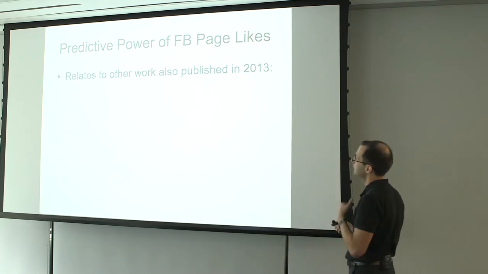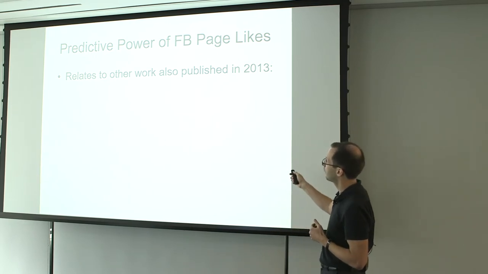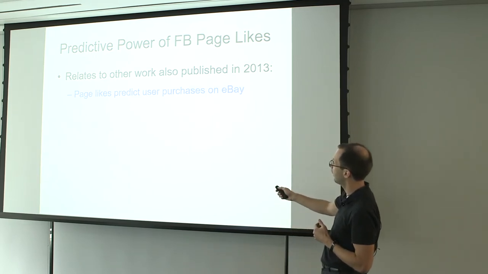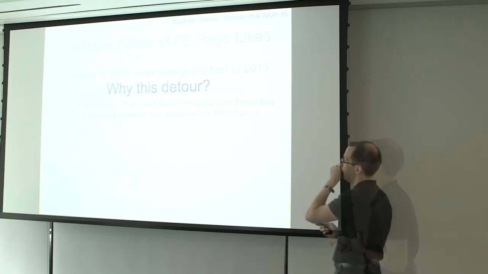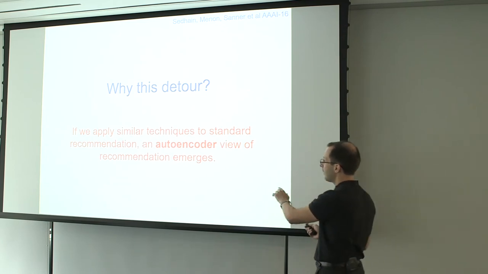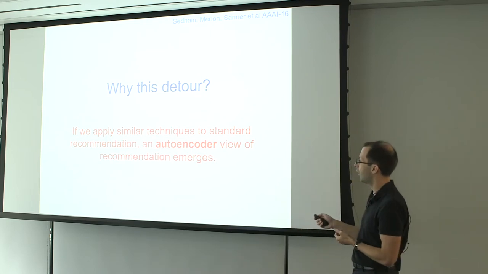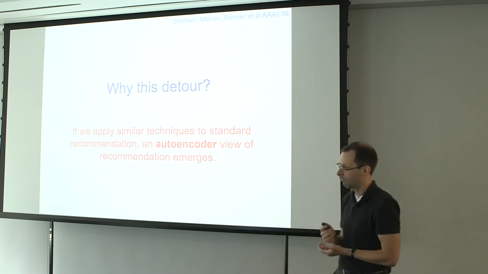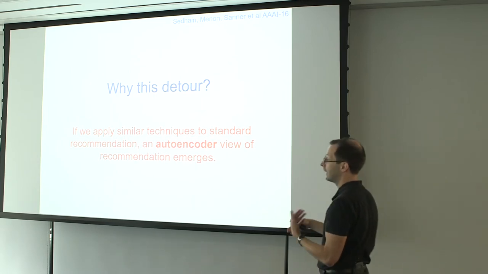So in the same year we published this work, we had some other work on page likes as well, and we published in 2013. Same year, some folks at eBay said, actually, page likes predict user purchase behavior on eBay. It turns out, and you'll see this in a second, even though I called it a centroid-based classifier, there's also a very nice, clean autoencoder view of what we did. Okay, and that's going to then lead the way to learning and deep learning.